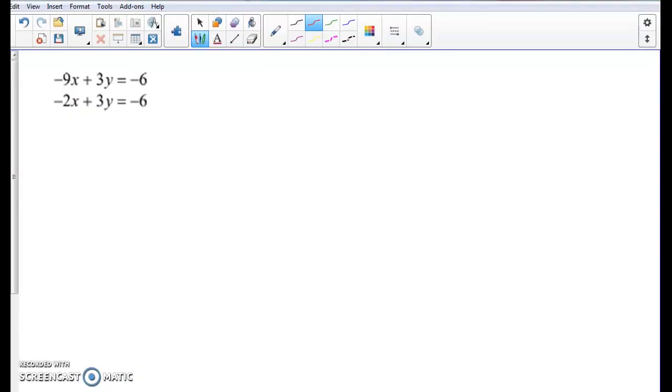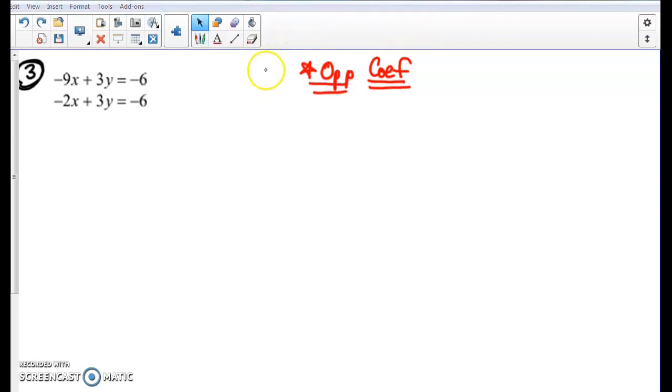Alright, one last example for today will be example 3. We have negative 9x plus 3y equals negative 6, and negative 2x plus 3y equals negative 6. Remember, the whole goal once again is opposite coefficients. Different signs in front, same number though. So coefficients, that number in front, different signs. So take it one variable at a time again.